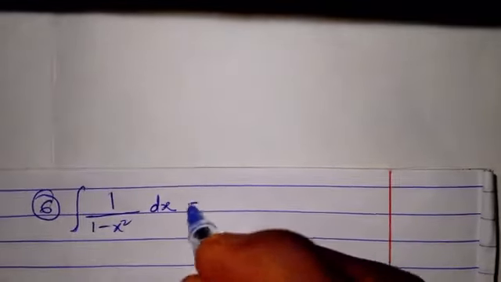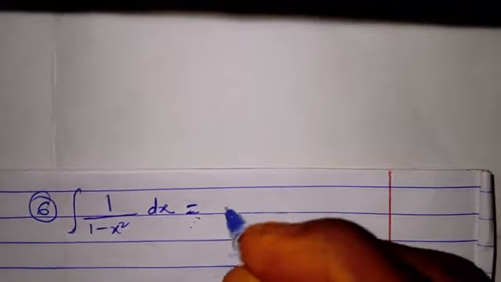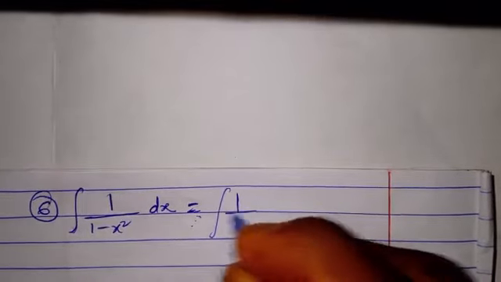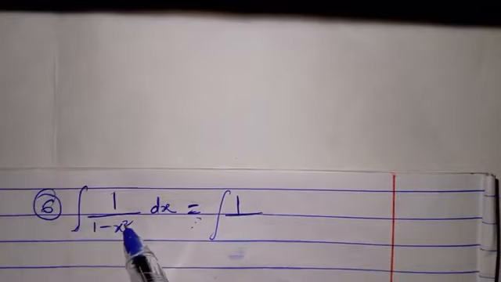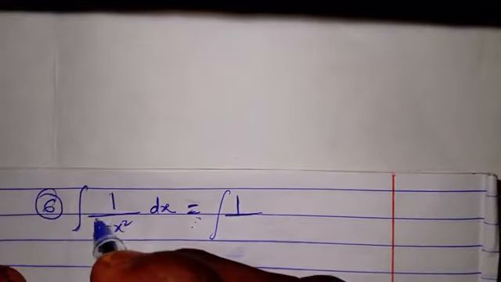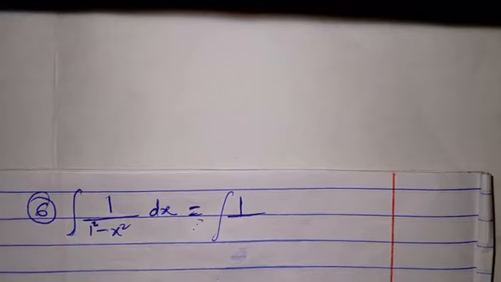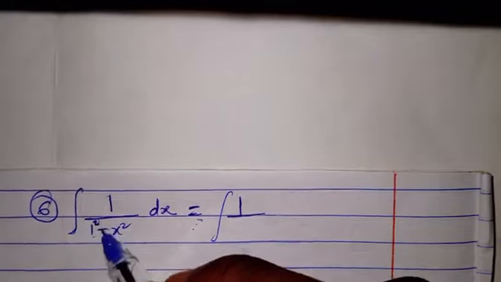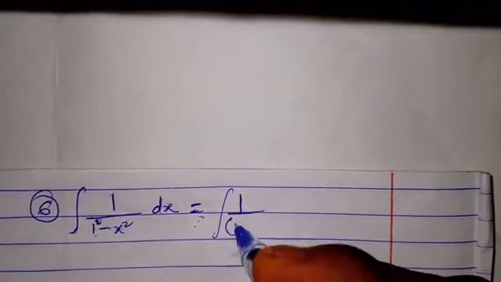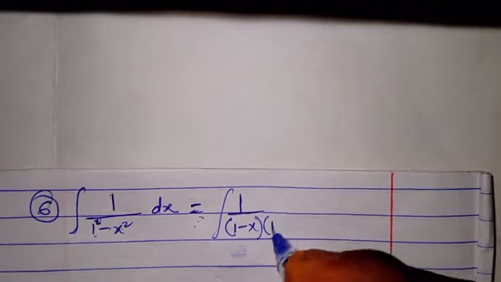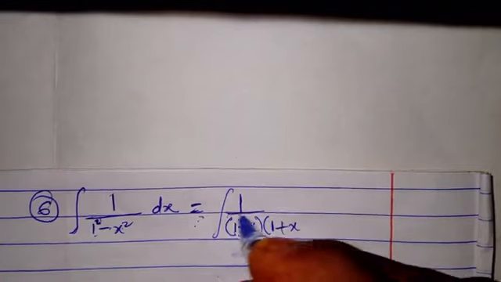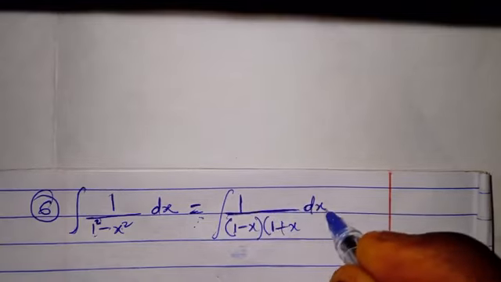I can write this integral as the integral of 1 all over 1 squared minus x squared, because 1 squared is still 1. And this is a difference of 2 squares. So the principle of difference of 2 squares can be applied here. 1 squared minus x squared is 1 minus x times 1 plus x dx.